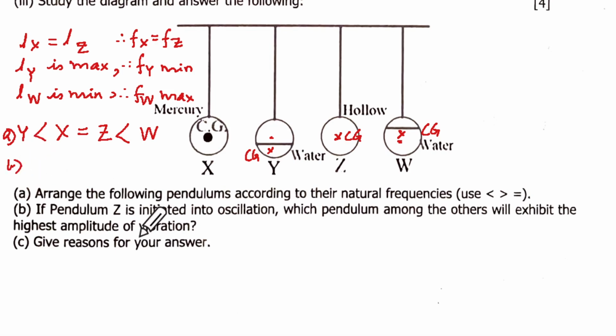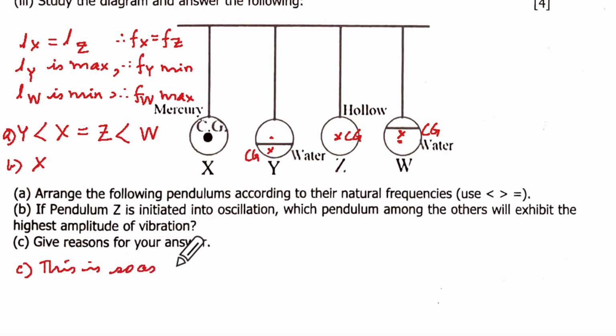For B answer, if the pendulum Z is initiated into oscillation, the pendulum that will exhibit the highest amplitude will be the resonant one. That means X. So which one is it? X.